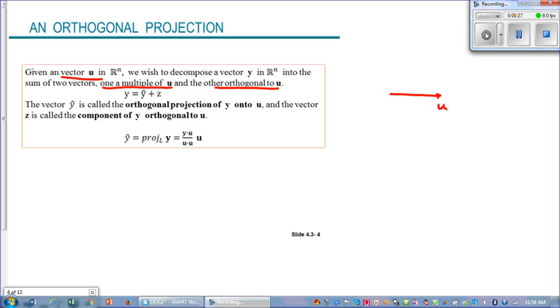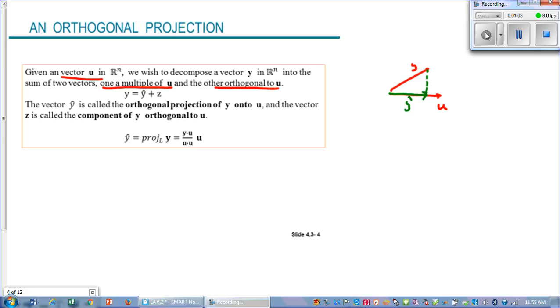Okay, we're trying to decompose a vector y that's given into the sum of two vectors where one of them's a multiple of u. If it's a multiple of u, then that means it's going in the same direction as u. It's just parallel, which is the same direction as u, meaning it's a multiple of u. So, okay, this will be the vector y hat that we're referring to. That's the vector that will be part of the sum that's in the direction of u.